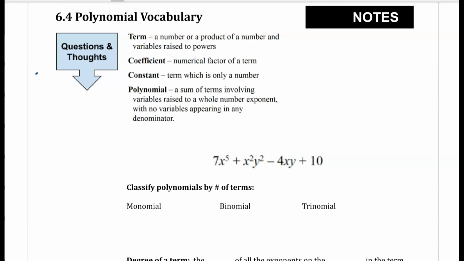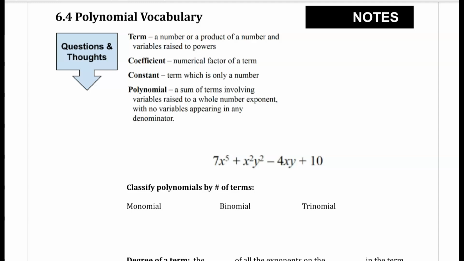Vocabulary is important in any subject, and algebra is no exception. For that reason, in Lesson 6.4, we're going to identify critical polynomial vocabulary. Now, some of these words you've heard before and you've used them in a different context, but this time let's look at the definitions and apply them to polynomials specifically.